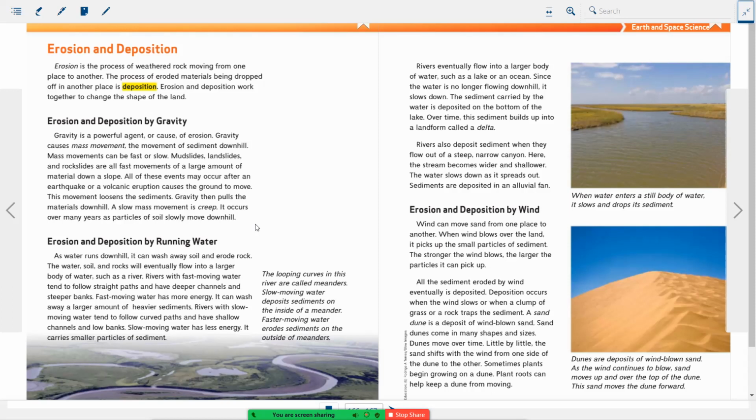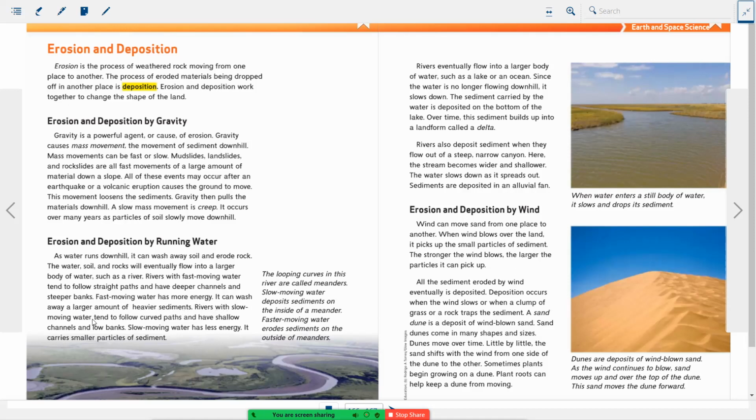Erosion and deposition by running water. As water runs downhill, it can wash away soil and erode rock. The water, soil, and rock will eventually flow into a larger body of water, such as a river. Rivers with fast-moving water tend to follow straight paths and have deeper channels and steeper banks. Fast-moving water has more energy. It can wash away a larger amount of heavier sediments.